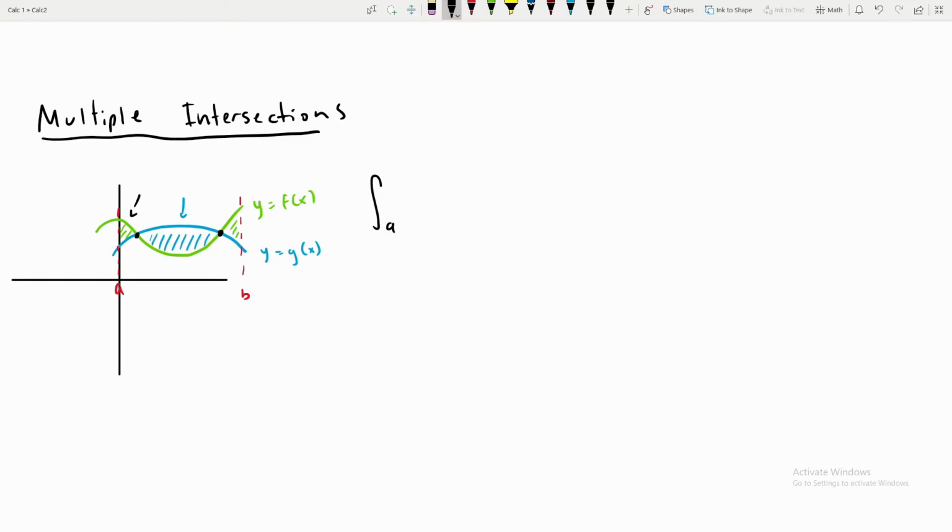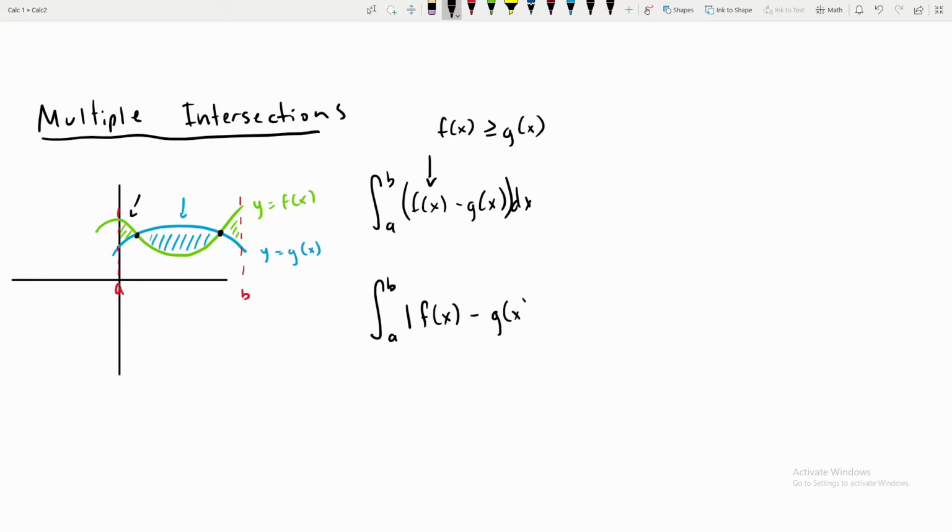The definition that we learned, this f of x minus g of x dx, relies on the fact that f of x is going to be larger than or equal to the value of g of x. However, it's not always the case, especially for this example. So how do we go about computing that? Well, in this case, what we want is to calculate the absolute value of the difference between these two functions. And I'll show you why.